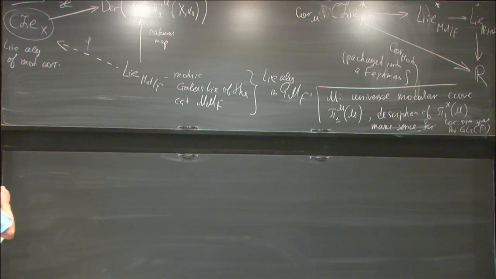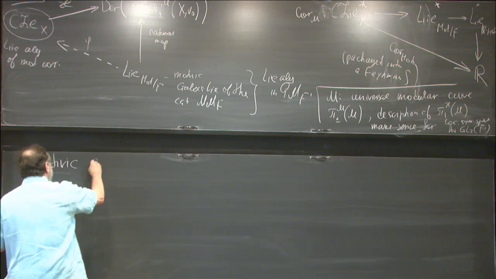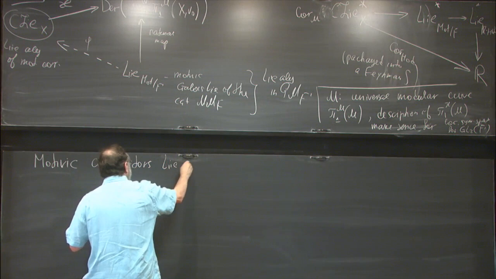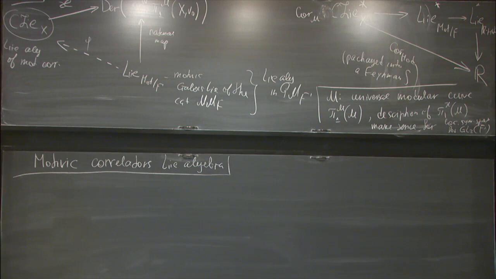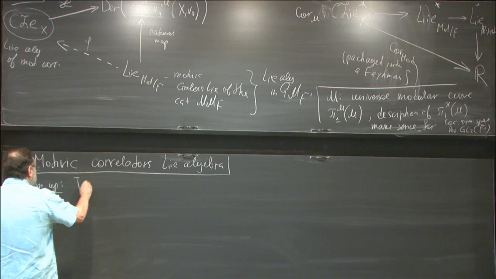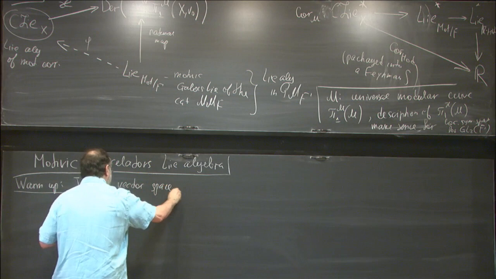Okay, let me actually start the lecture. So, the Motivic correlator Lie algebra. What's that? This is just a linear algebra construction. So let's do a warm up. Let's suppose that you have a vector space V. Then you can assign to this a tensor algebra.